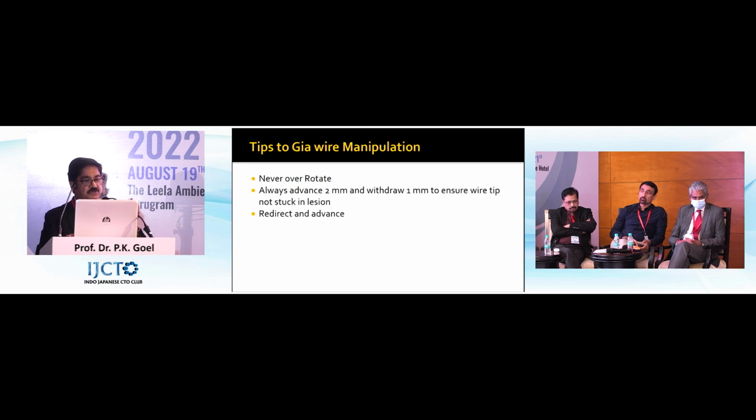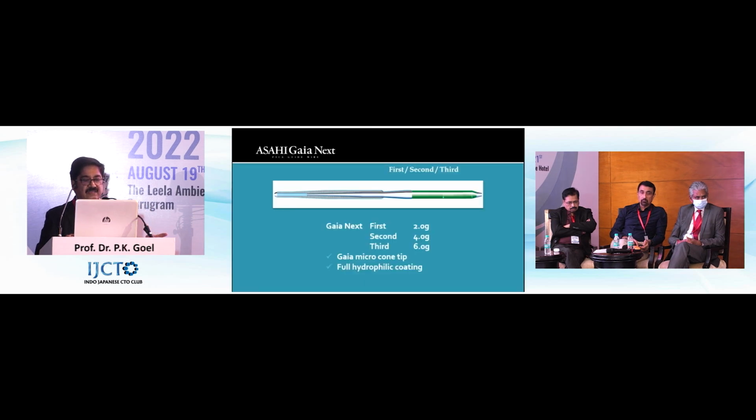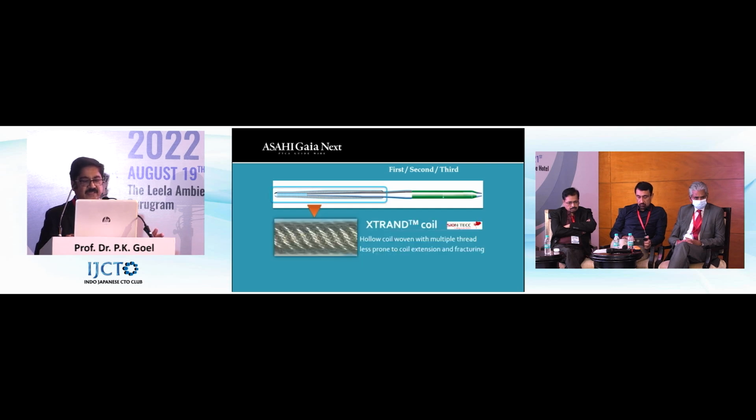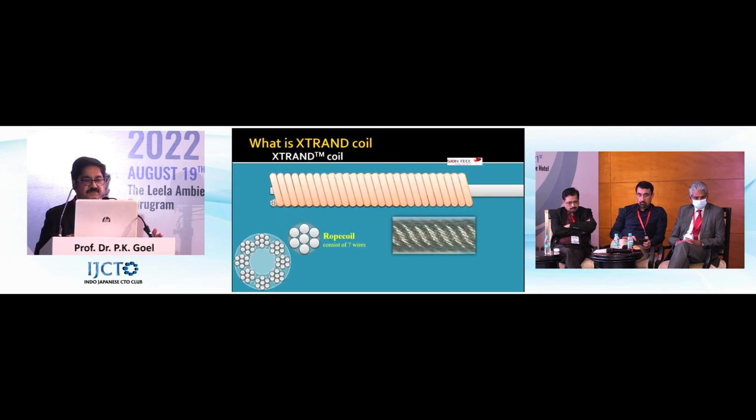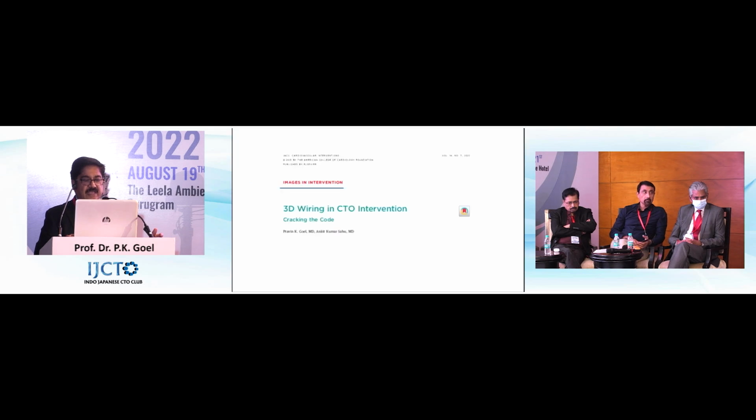So tips to Gaia wire manipulation: never over rotate, always advance a few millimeters, 2 mm, and then withdraw 1 mm to see that you're not stuck in the lesion, and redirect and advance always. The Gaia Next is the advancement for it. Well, it's pretty old in the Japanese history, but we don't have it. So I think I will, in the interest of time, skip the Gaia Next.